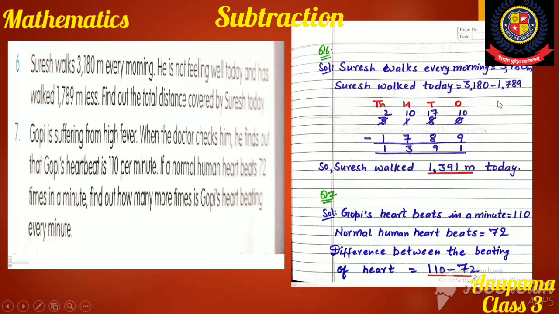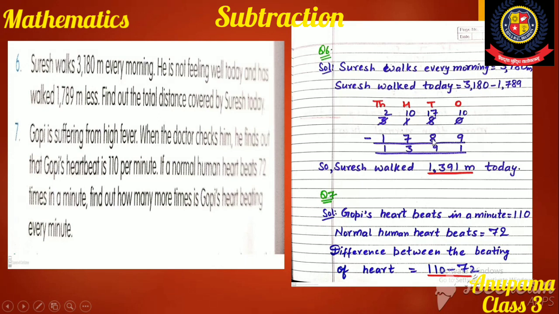We will subtract 1789 from 3180. So arrange the numbers in thousands, hundreds, tens and ones columns. So 0 minus 9, it is not possible. We will take a borrow from the tens column. So after giving 1, here 7 is left. Now 0 will become 10. 10 minus 9 is 1. So write here 1.